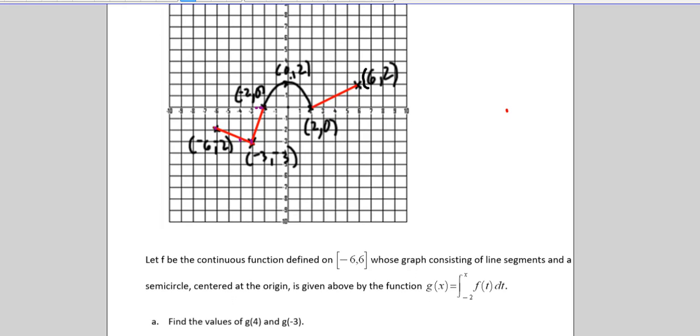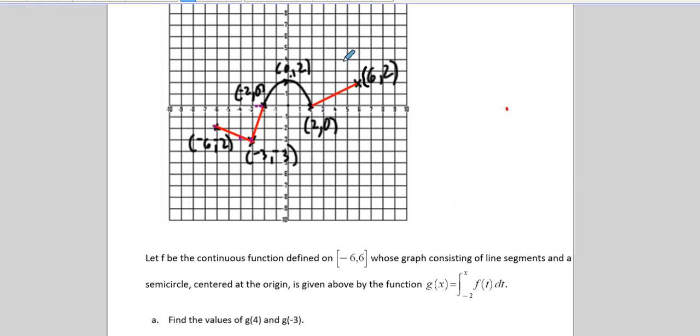Okay? So let f, this will be our function f, be the continuous function defined on the closed interval -6 to 6, whose graph, consisting of line segments and a semicircle centered at the origin, is given. Let g of x be an accumulation function: g of x equals the integral from -2 to x of f of t dt. Now this is a semicircle here. I sketched it. It's a semicircle. This is a line segment, line segment, line segment.